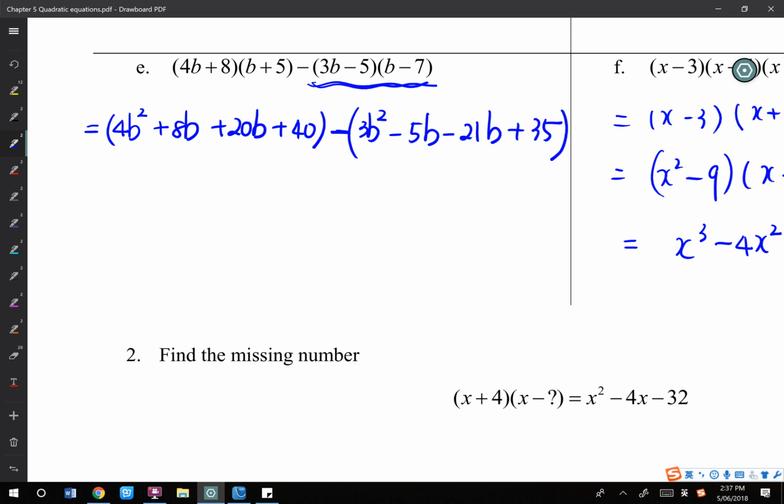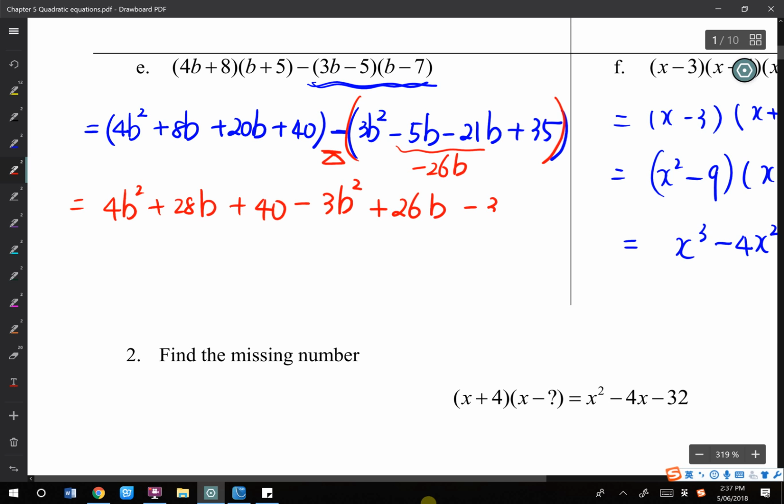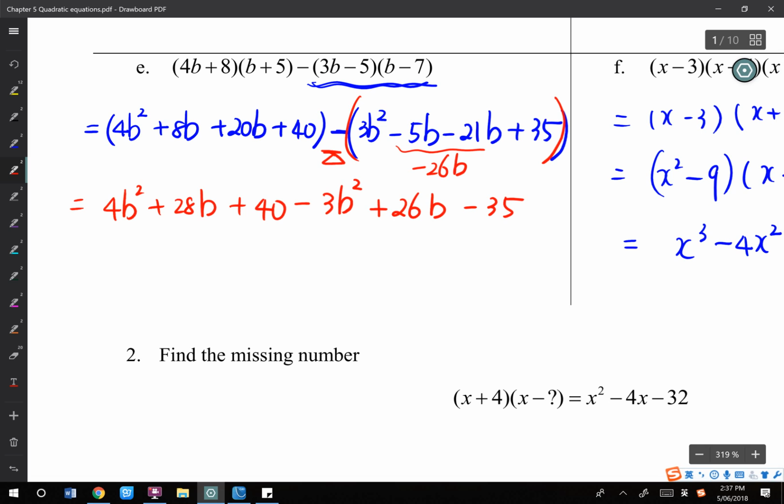So why did I say it's important to have this bracket? Because there's a minus in front. When we open the bracket, that will be different. So that's 4b squared plus 28b plus 40 minus 3b squared. The inside is a minus 26b, so now it will become plus 26b. And minus 35. So the sign will change.